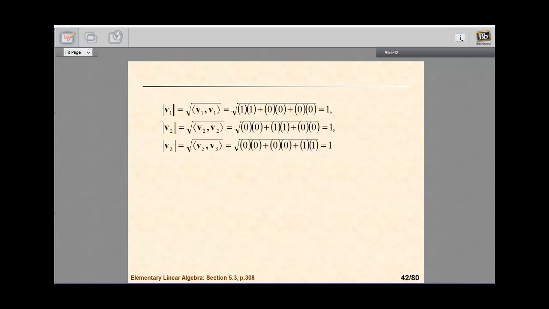Now we will find the norm. The norm of V1 will be equal to 1, the norm of V2 will be equal to 1, and the norm of V3 will be equal to 1. In this way, we find the norm. So it is called orthonormal. It is the end of today's lecture.